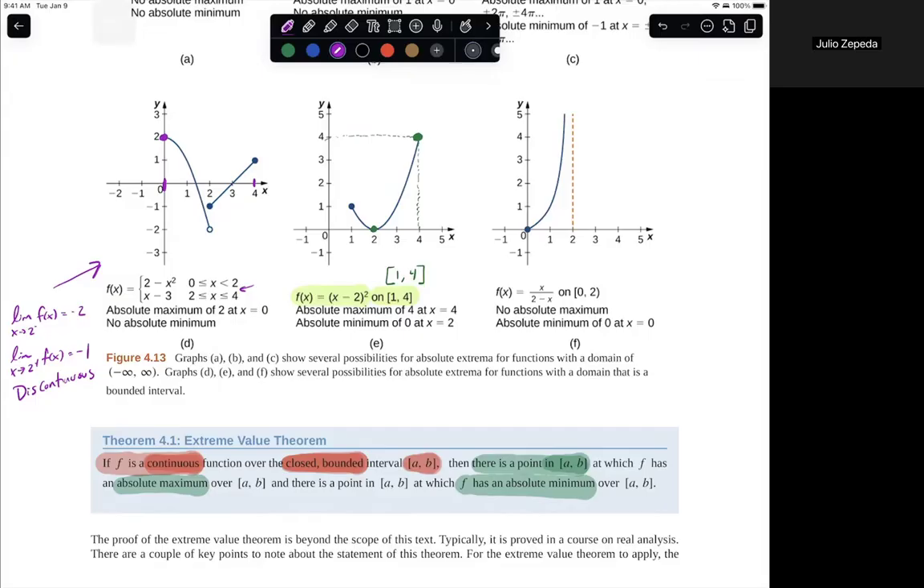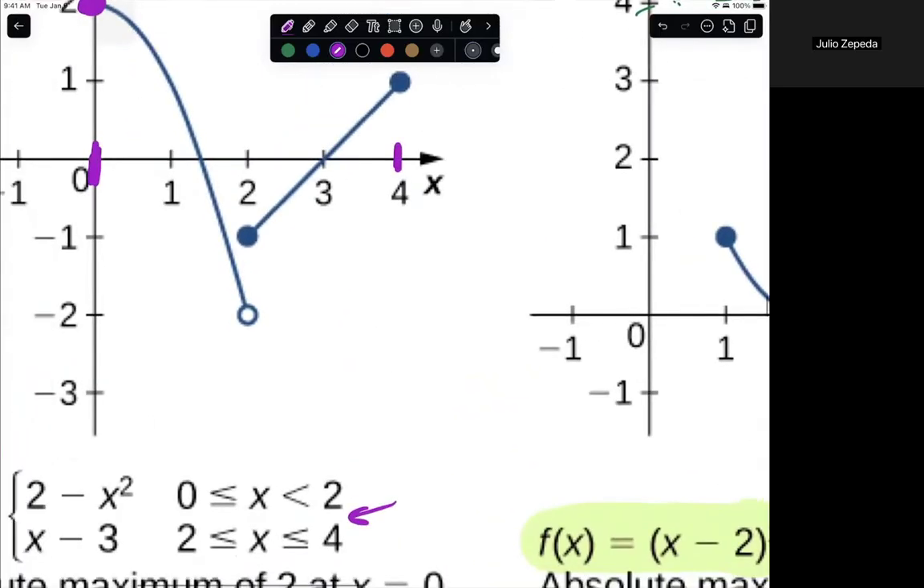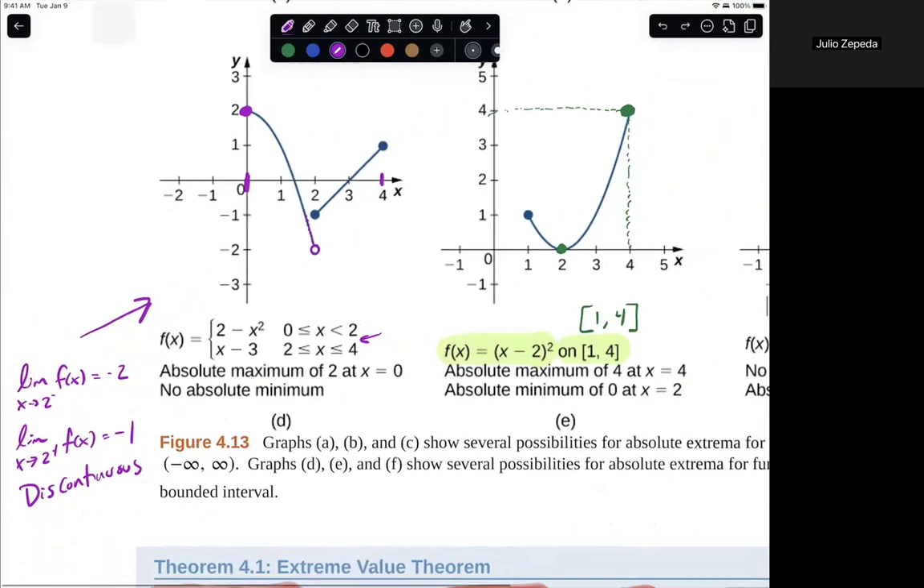It still has an absolute max, but an absolute minimum it does not have because it looks like the minimum value wants to be -2, but the function will just continue to approach -2 forever, getting closer and closer without actually ever reaching it. Okay, so the limit here as x approaches 2 from the left is -2, but the value -2 isn't actually ever taken on by this function on this interval. Okay, so notice there is no absolute minimum.